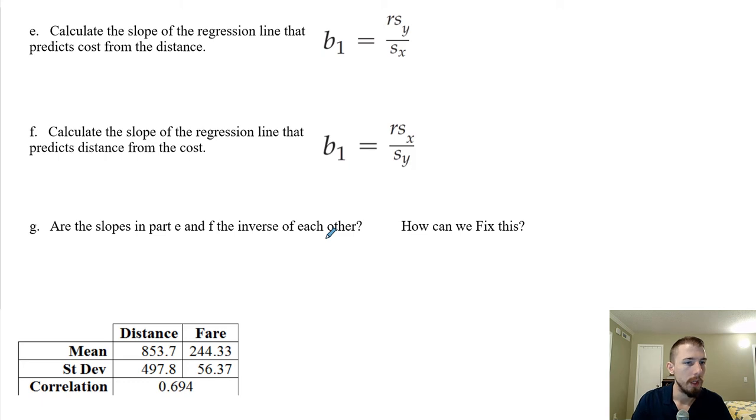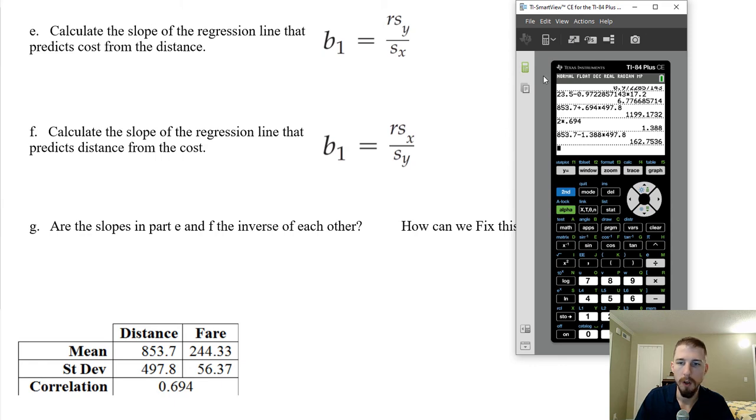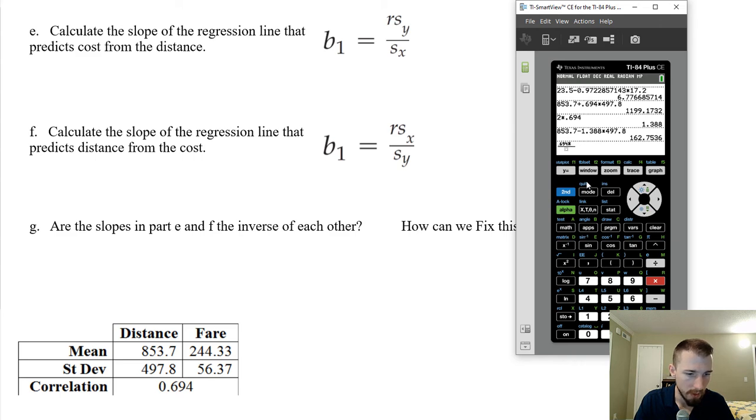All right, moving on. All right, calculate the slope of the regression line that predicts the cost from the distance. So on this one, we're going to do the correlation coefficient. I'm going to do alpha x so that it shows it with the clear entry here. So that's going to be a correlation coefficient of 0.694 multiplied by the standard deviation of y, which is going to be our response variable, that predicts the cost from the distance. So that would be the standard deviation of the cost, which is the fare, which is 56.37, divided by the standard deviation of the distance, which is 497.8. Okay, so that's going to be your slope.